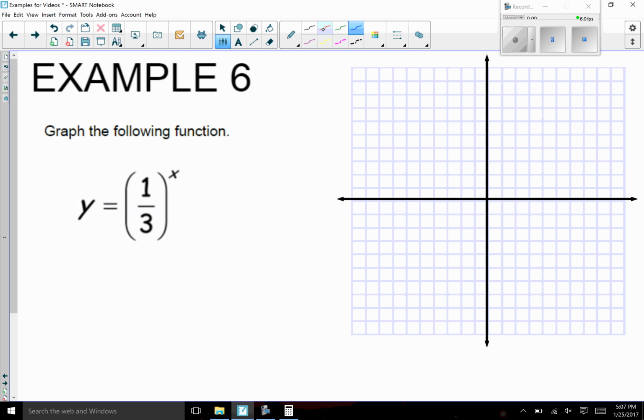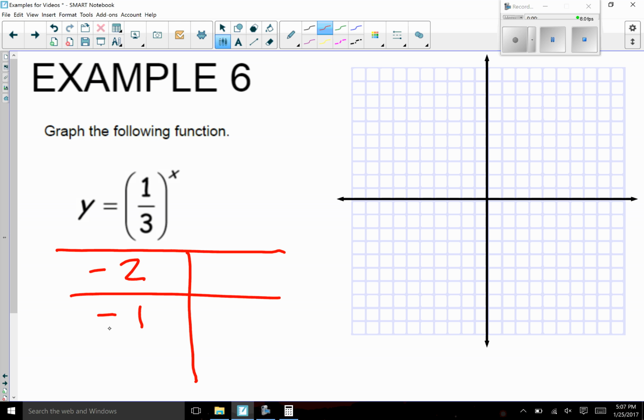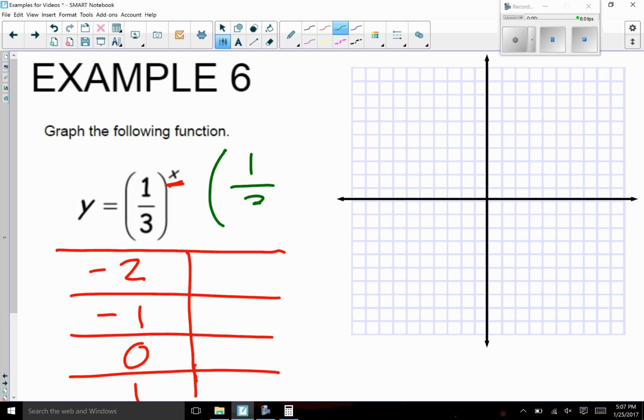This next example needs us to graph 1/3 to the x power, and we're going to use a table. You can choose the values that you want to start with, but always have a negative and a positive. I'm going to go -2, -1, 0, and maybe I'll throw in a 1 there as well. Remember, all these values are going to go into that x value. So we're going to take 1/3, and we're going to raise it to the -2nd power.